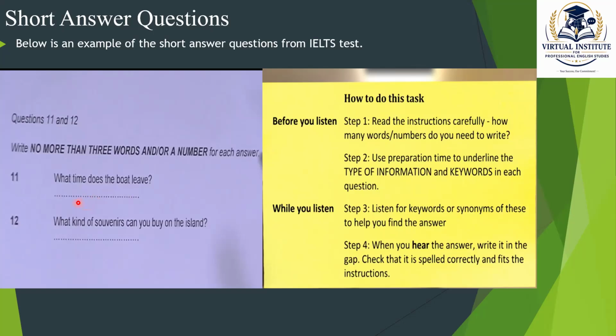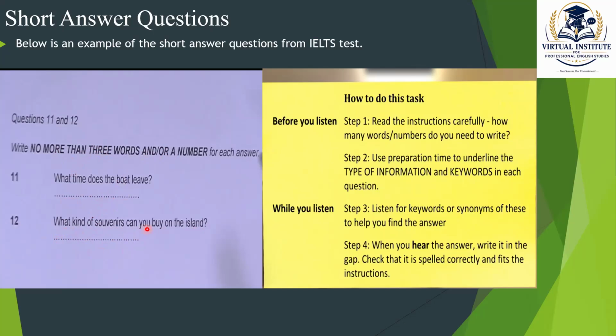So we can expect a number here, right? Let's say 7 o'clock. You can have a combination of both: let's say 7 past 10, quarter to 5, and so on. So there can be a mixture of words and numbers. Then think about the next one: what kind of souvenirs can you buy on the island? Again, keep in mind no more than 3 words. What do you expect here? A number or words? Words, sir.